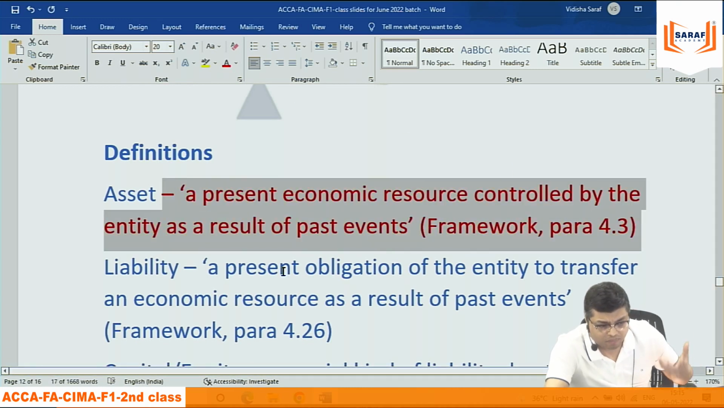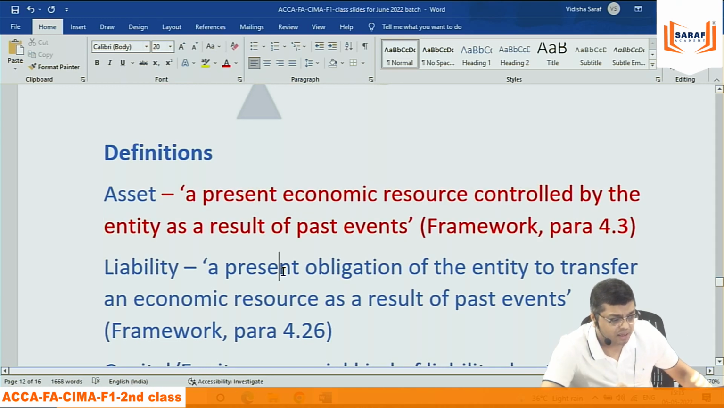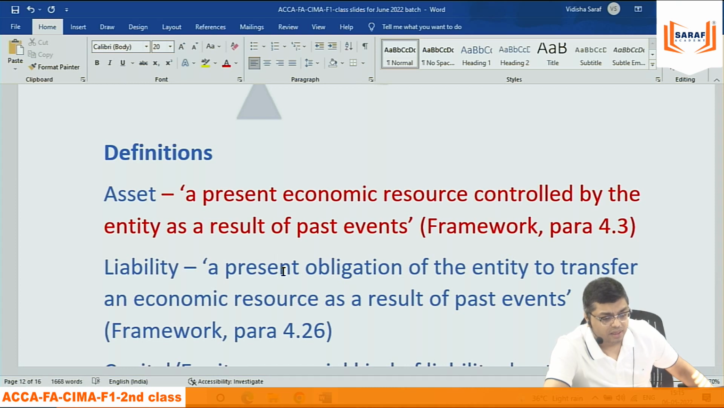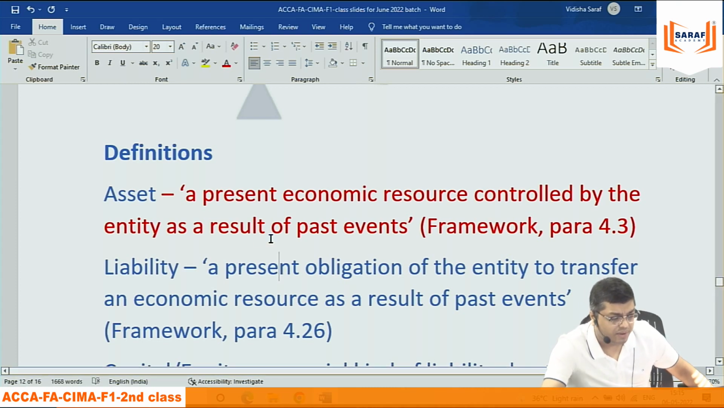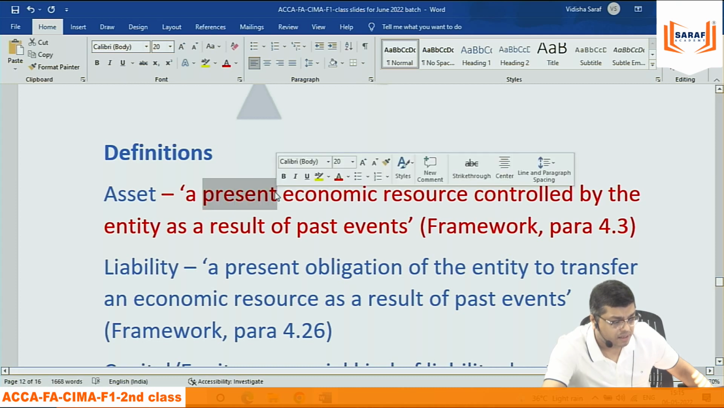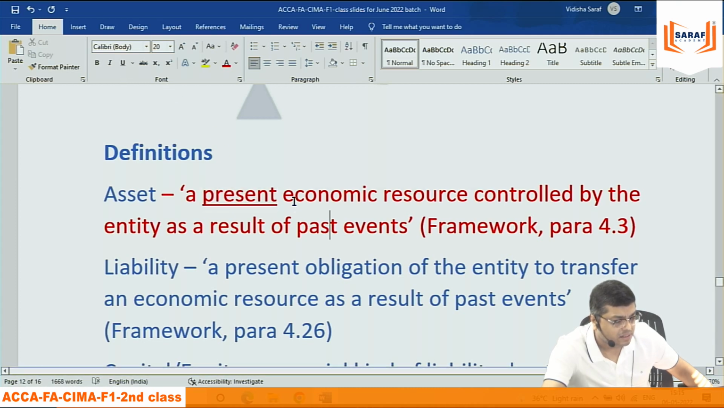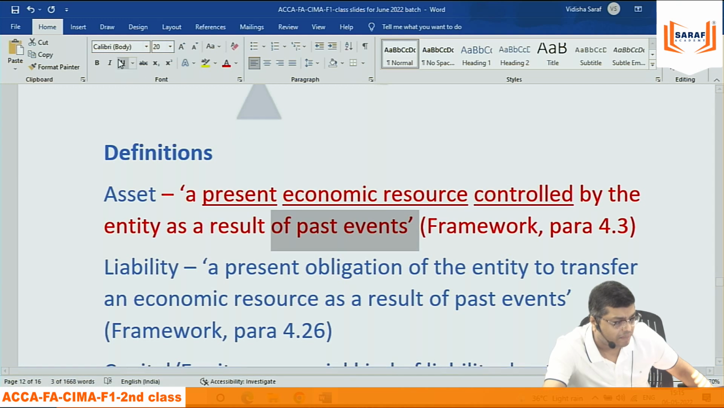Not that comma full stop, but understanding. A present economic resource controlled by the entity as a result of past events. A present, I am underlining this, economic resource, I am underlining this, controlled by the entity, I am underlining this, as a result of past events, I am underlining this.